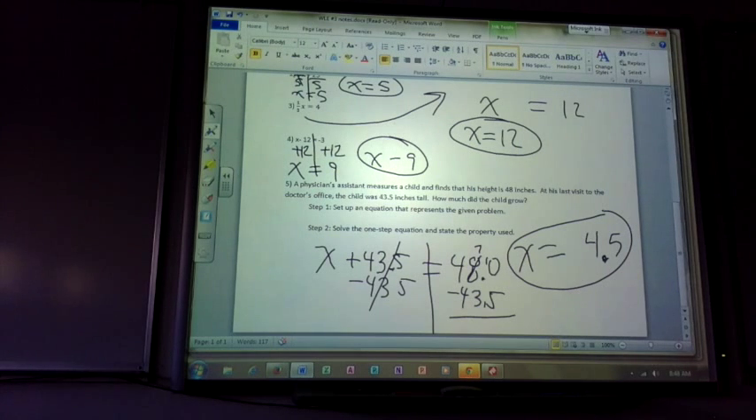So did we answer everything? A physician assistant measures the child and finds that his height is 48 inches. At his last visit to the doctor's office, the child was 43.5 inches tall. How much did the child grow? Does it seem appropriate that the child could have grown 4.5 inches between visits?